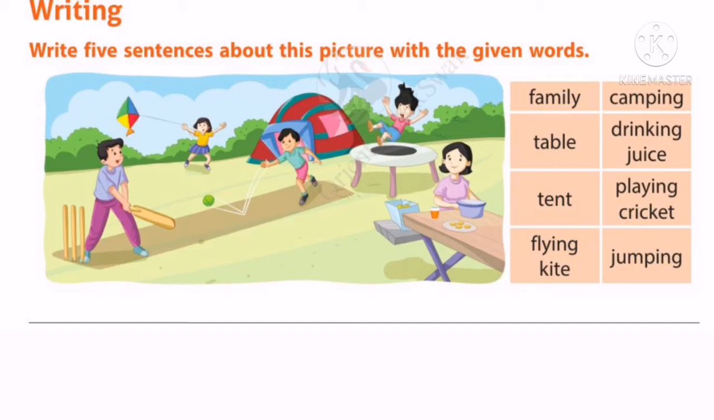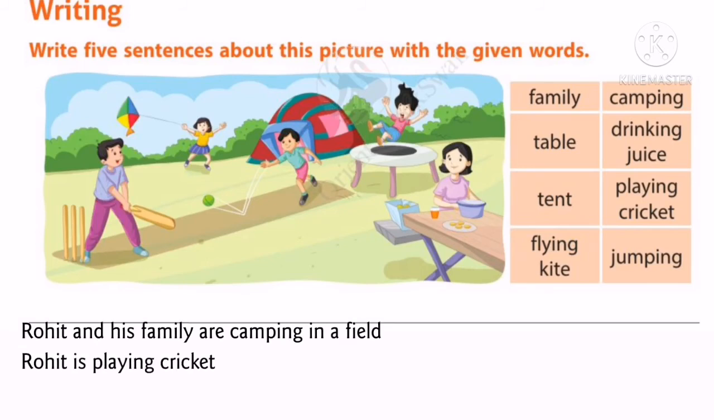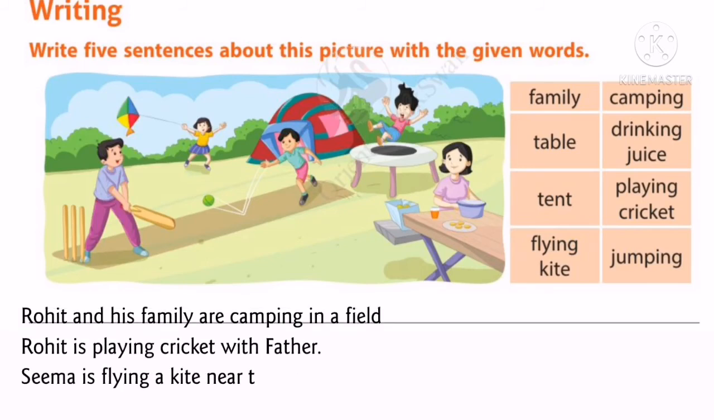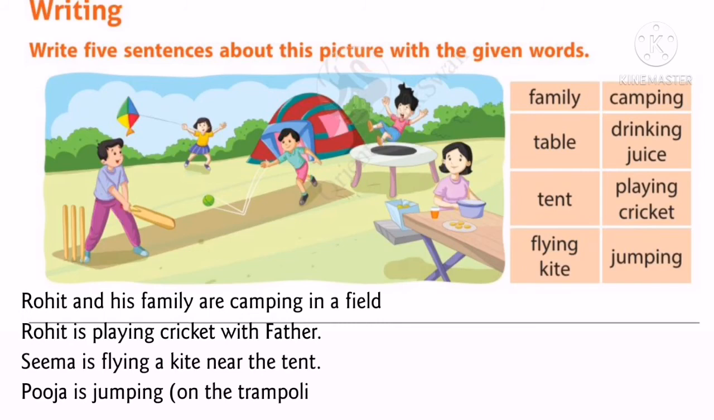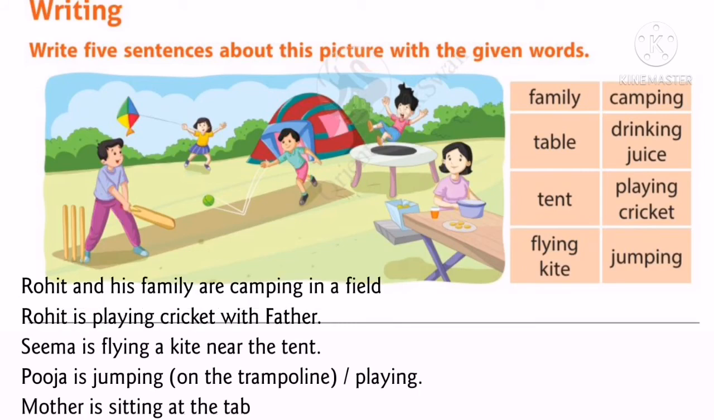The words are family, camping, table, drinking juice, tent, playing cricket, flying kite, jumping. So children, how can we write all these things in sentences? Yes, let's give names to all these people. Rohit and his family are camping in a field. Rohit is playing cricket with his father. Seema is flying a kite near the tent.